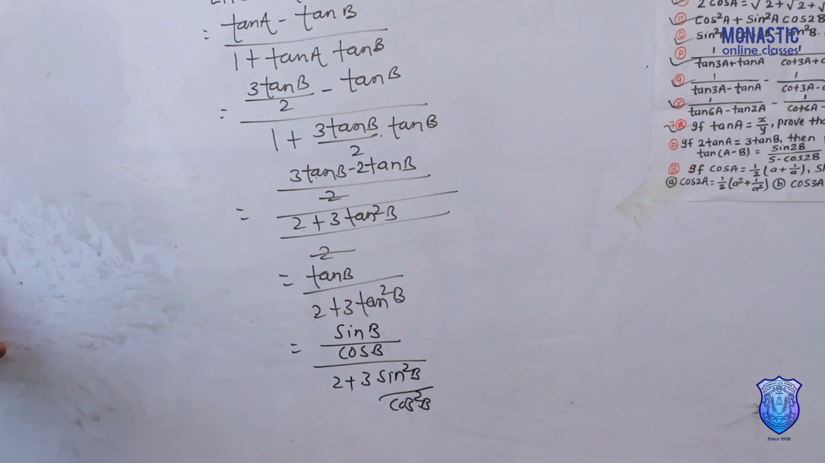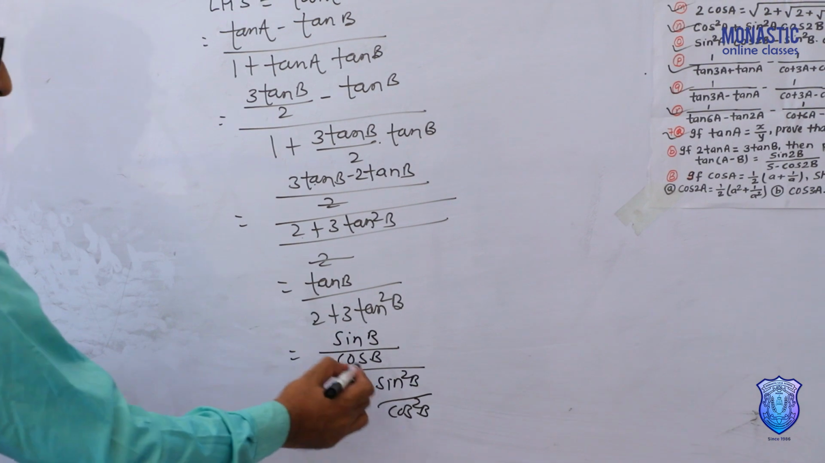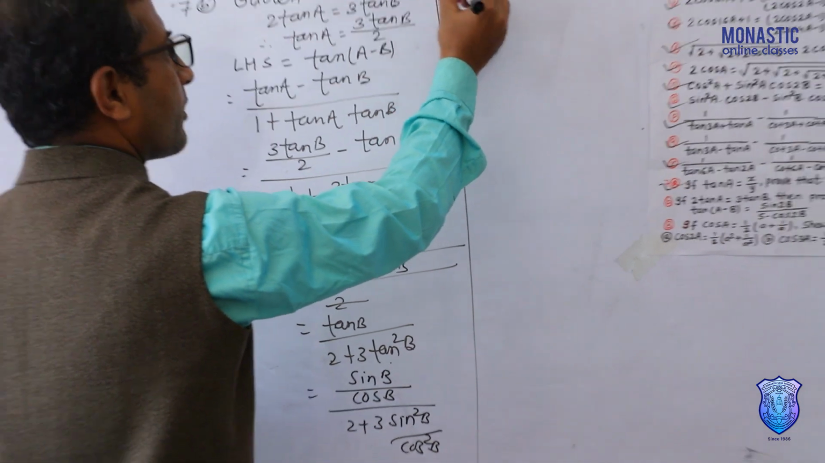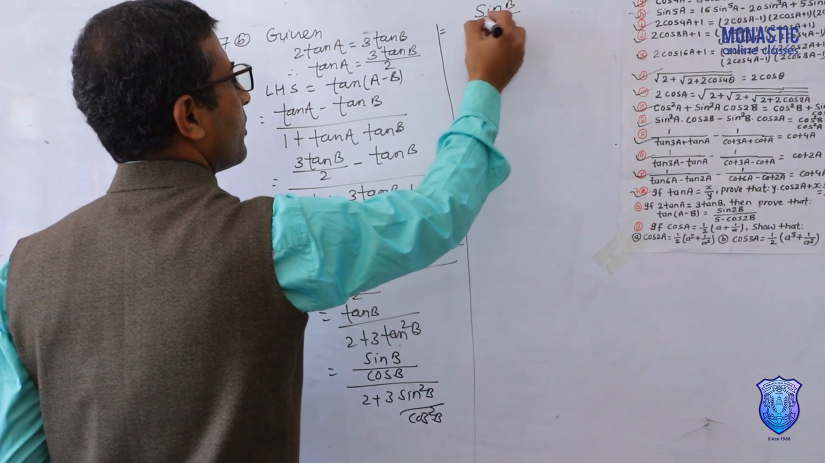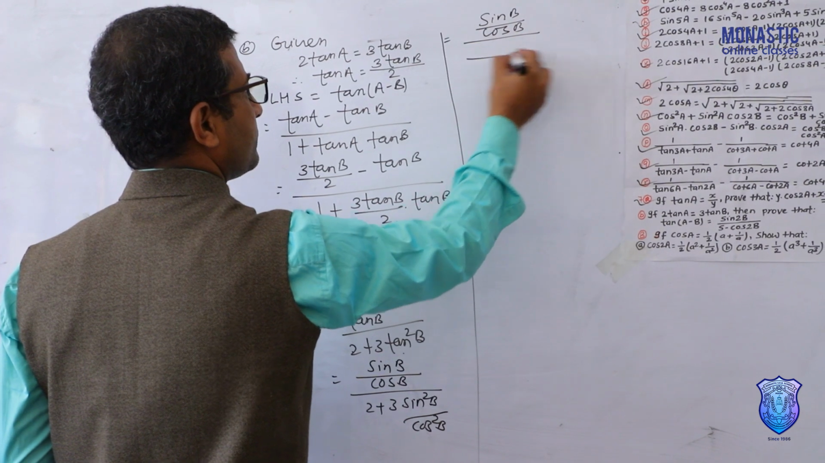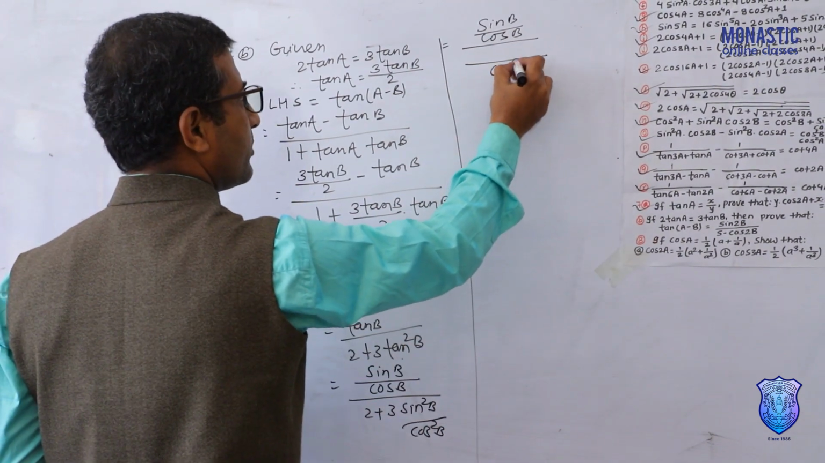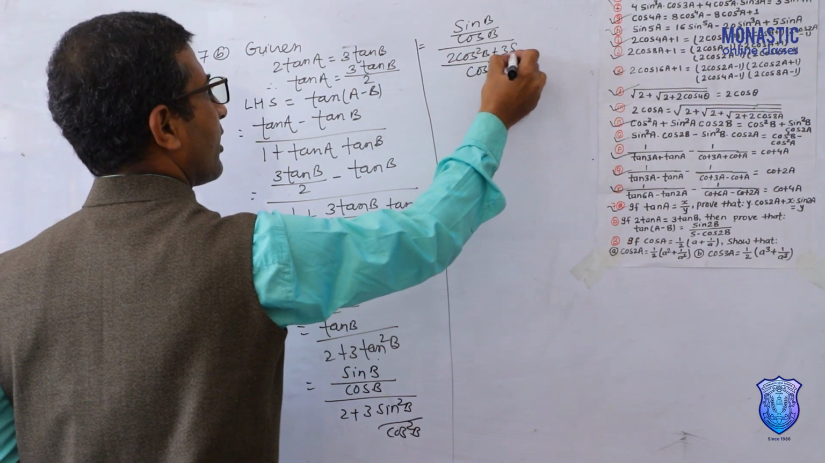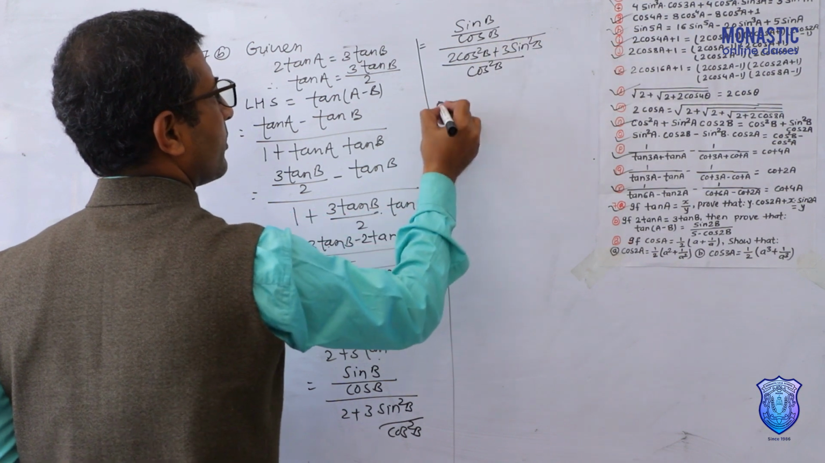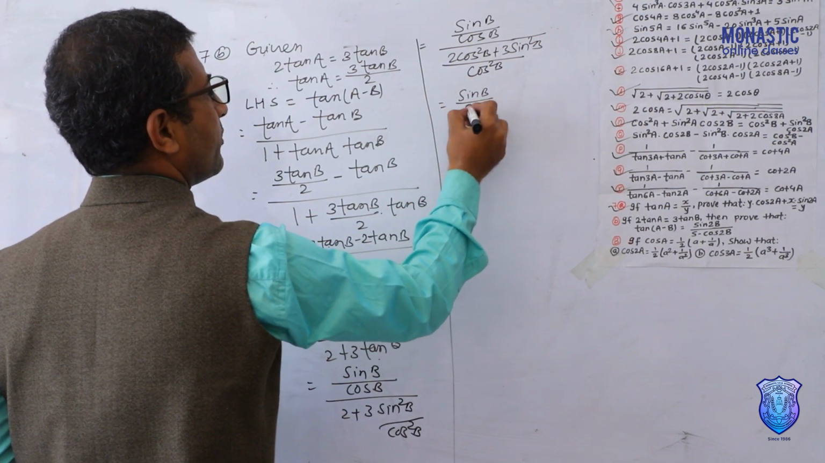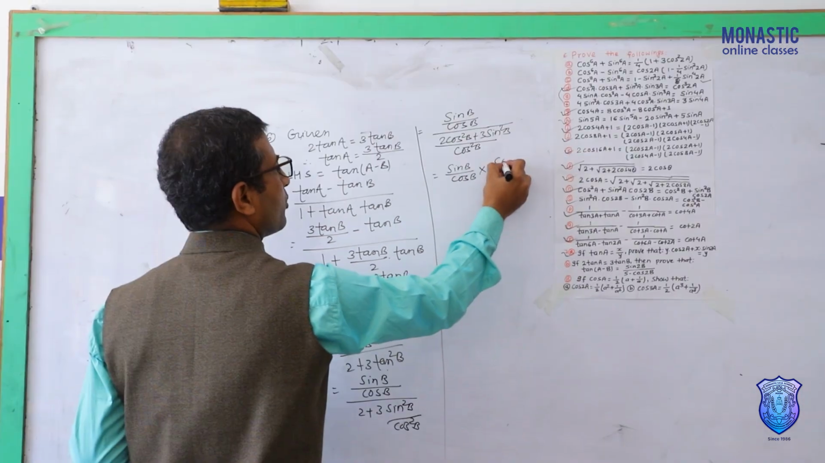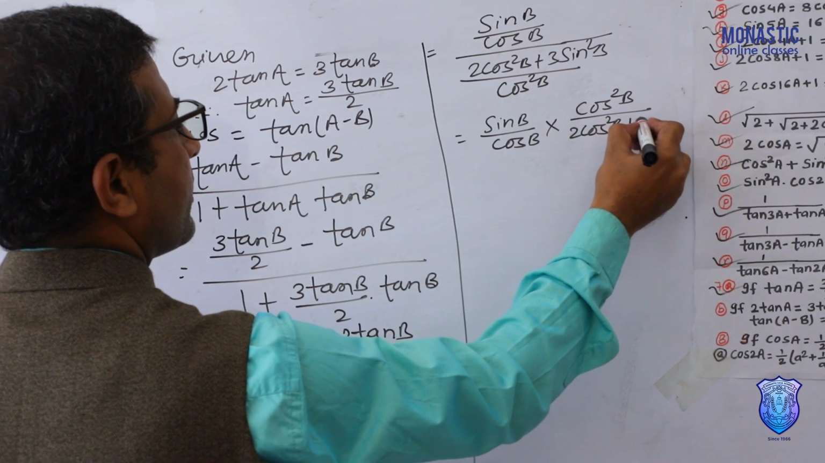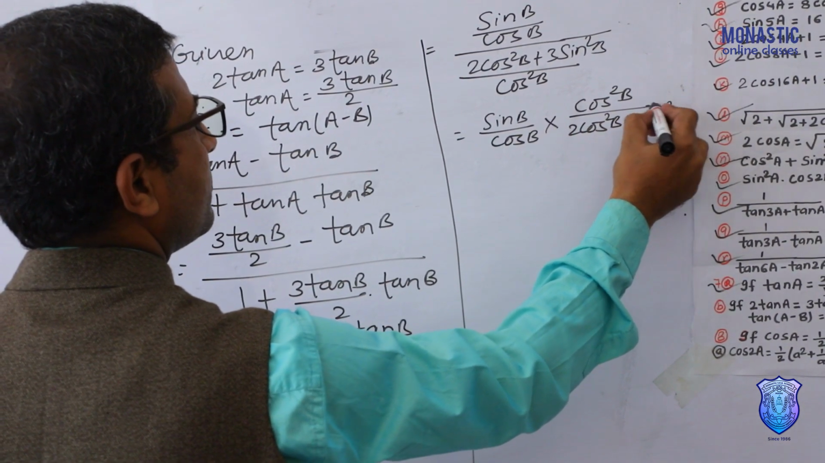So in place of tan beta we have written sine beta by cos beta, and in place of tan square we have written sine square plus cos square. In the denominator we have to take the LCM, that is cos square beta, and it came 2 cos square beta plus 3 sine square beta. Now you know how to do the divide. Write the reciprocal of the denominator part. It came 2 cos square beta plus 3 sine square beta.